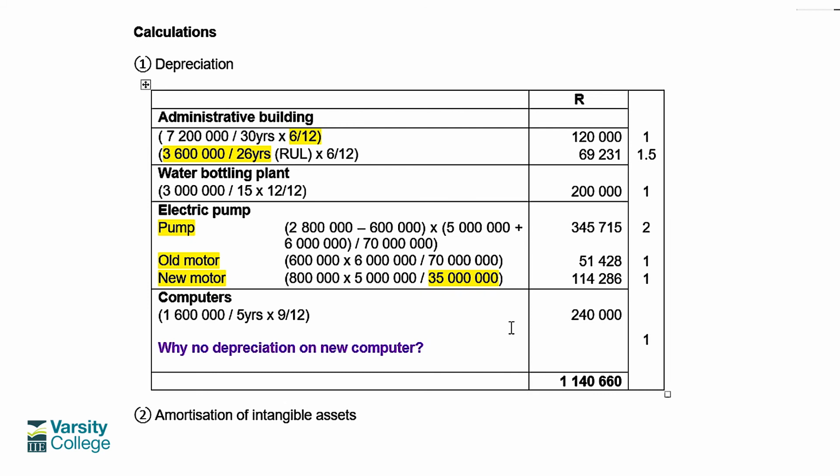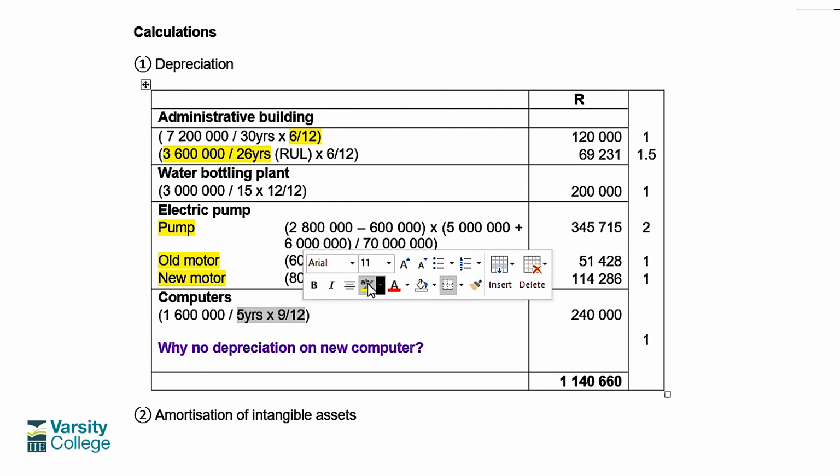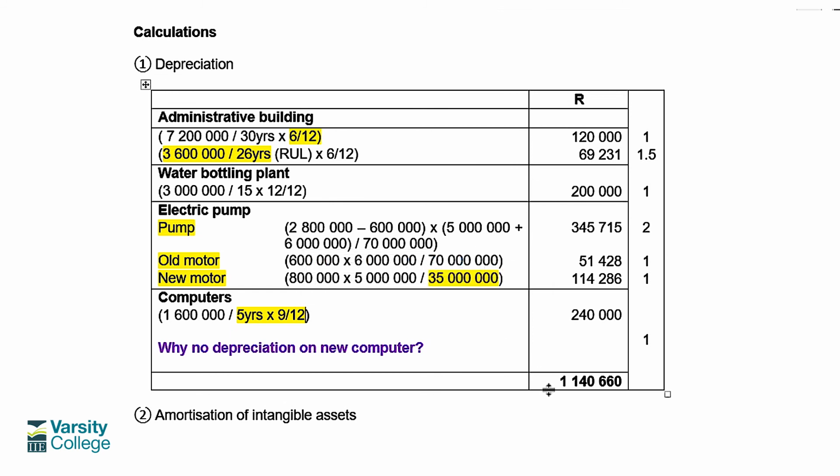And then lastly, the computers. Remember, we're only depreciating the old computers, as the new computers were only ready for use at the end of the year. So their depreciation will start next year. So the computers, the original useful life was given as 5 years, and we only depreciate up until 1 December, which is for 9 months. And so depreciation of 240,000. And then you can just see I've added in a little comment on the solution, why no depreciation on the new computer, but I've answered that for you. So just remember that.